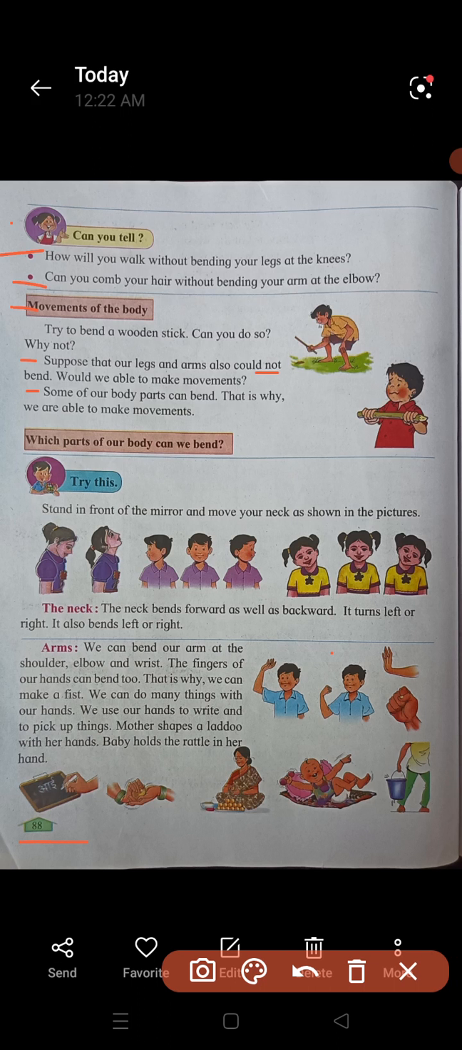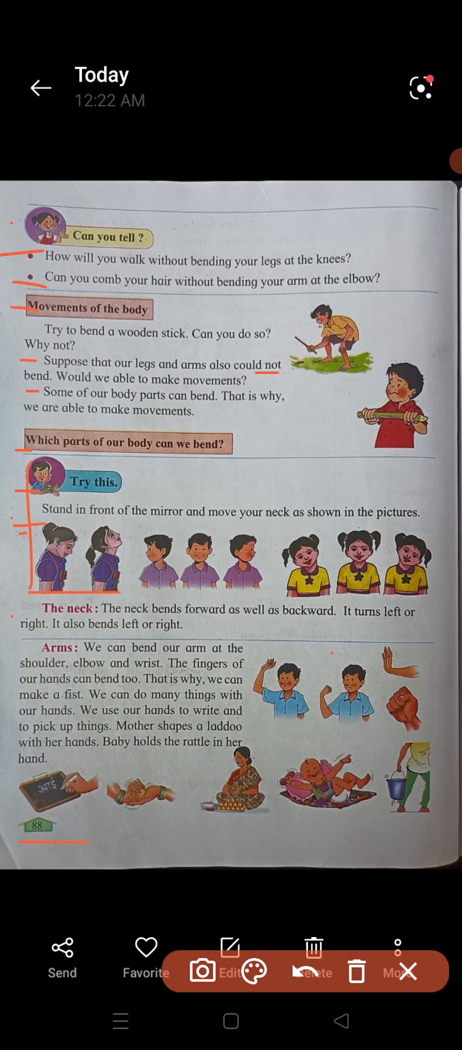Now which are the body parts we have here? Which parts of our body can we bend? So there is one activity we are having here. Try this activity. See the point? Stand in front of the mirror and move your neck as shown in the pictures. So we have the activity about the neck. The point is here, the neck can bend.